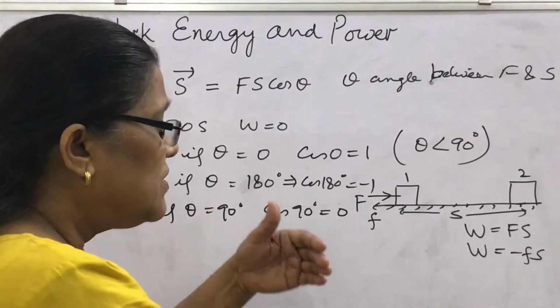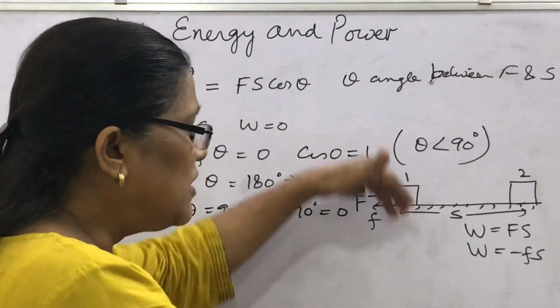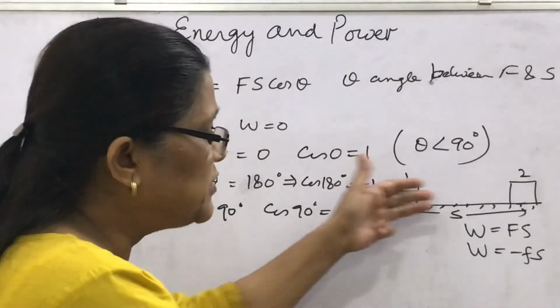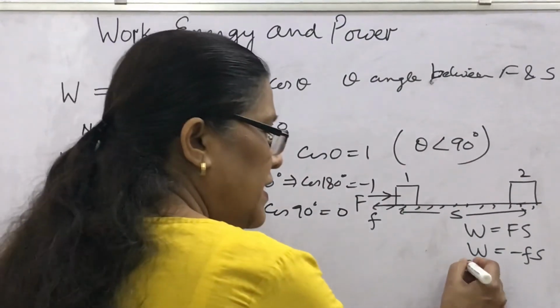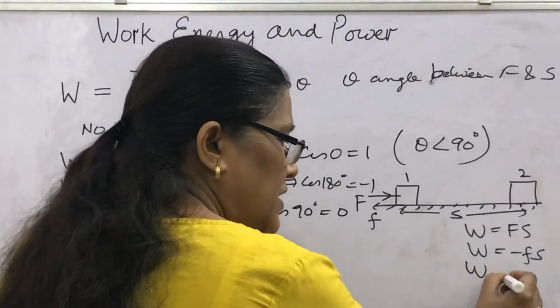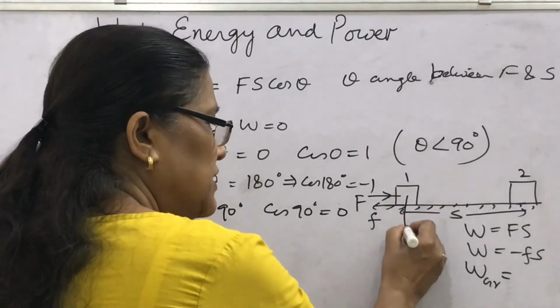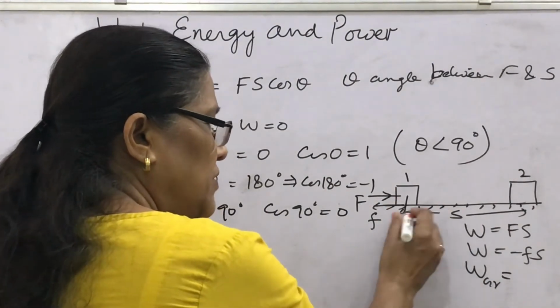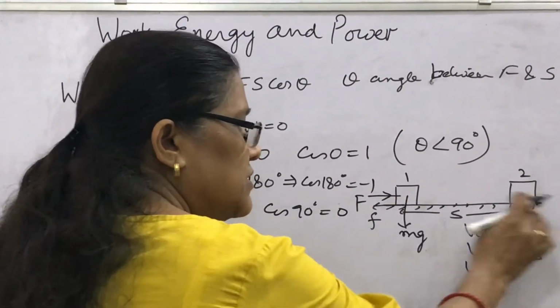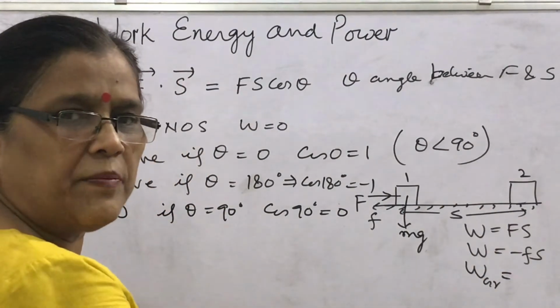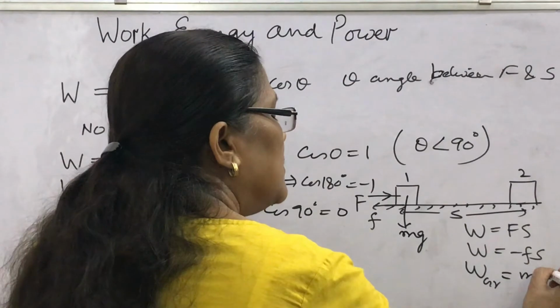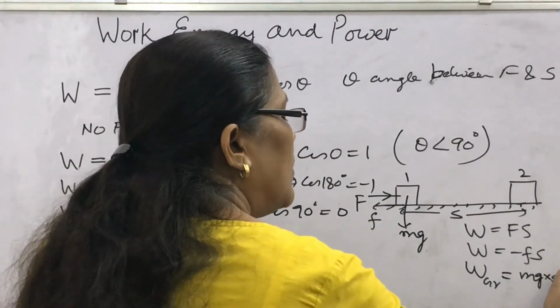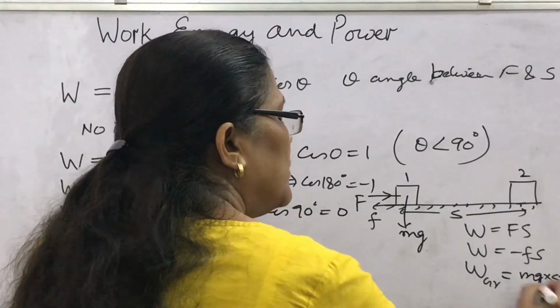What about the gravitational force and displacement? If you calculate the work done by the gravitational force, that is mg, then look here at mg and s. How are they? Perpendicular. Then mg into s into cos 90, what will it be? 0.